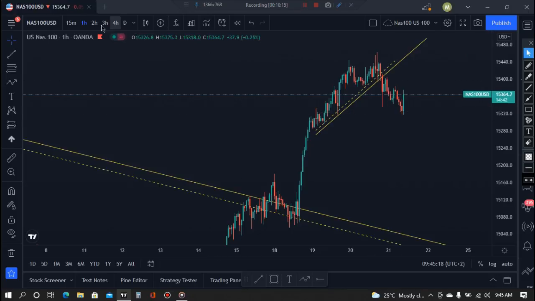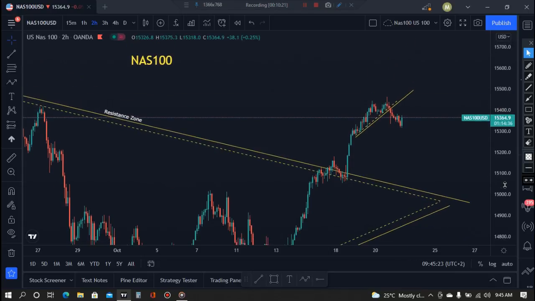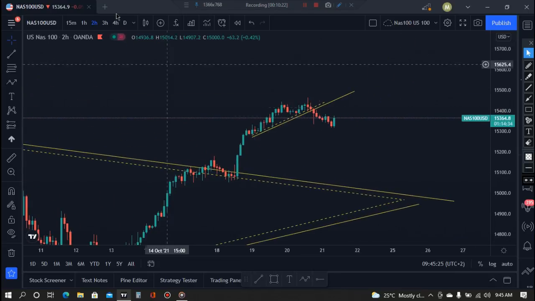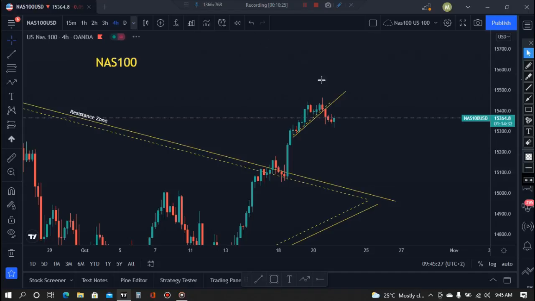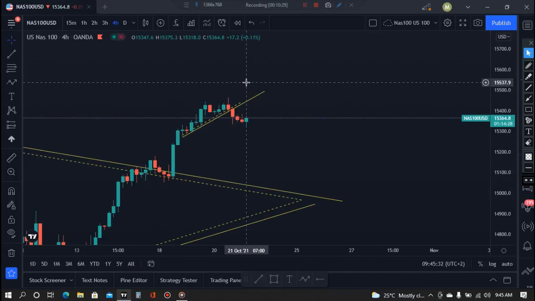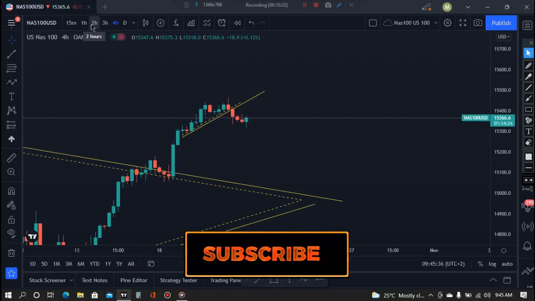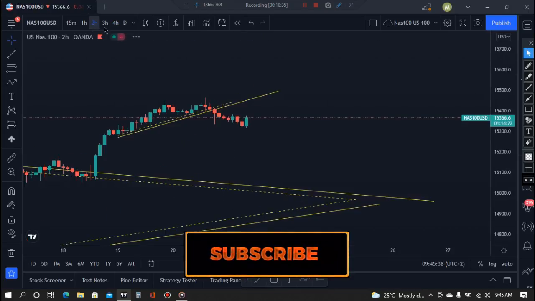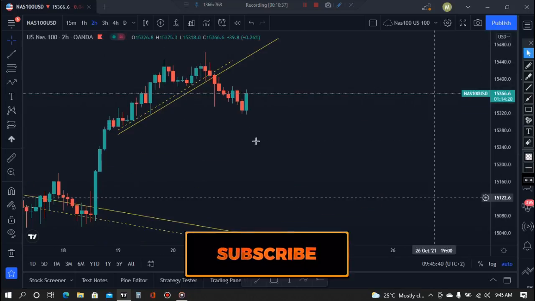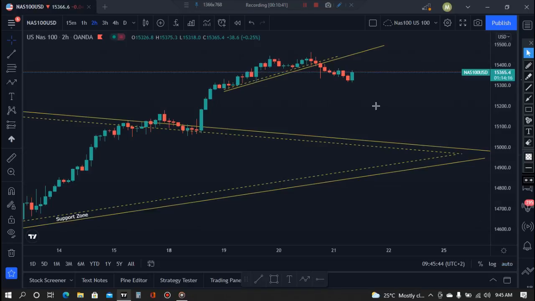So we are on US 100, or you can just call it NASDAQ 100. On NASDAQ 100, let me use the 4-hour time frame, because these crazy moves are so big that sometimes you won't see everything clearly. So I think it's better to maybe use the 2-hour time frame. Make this auto. Okay.